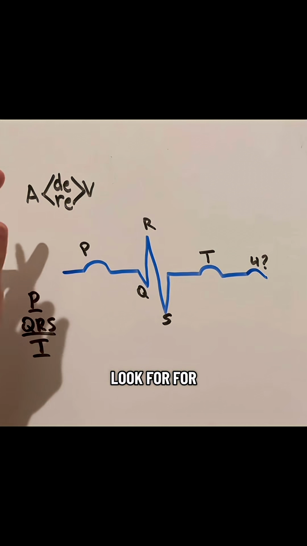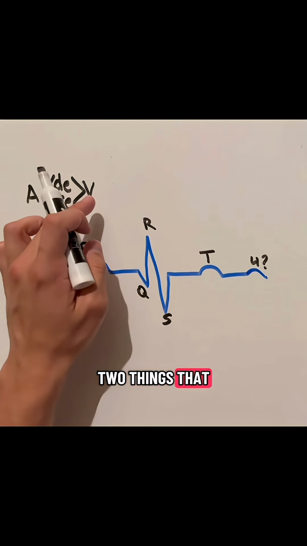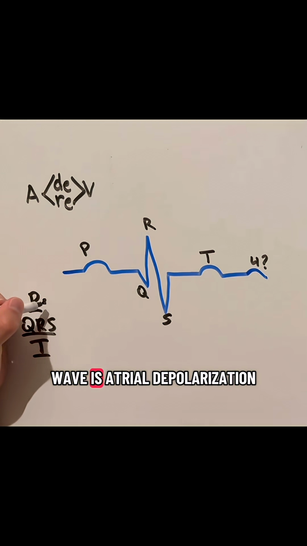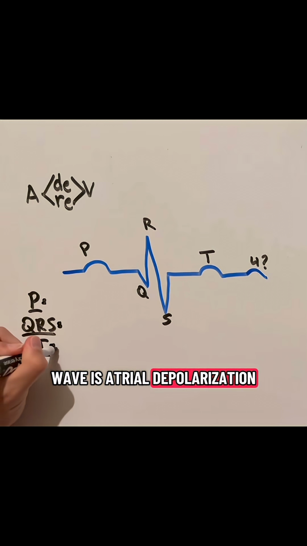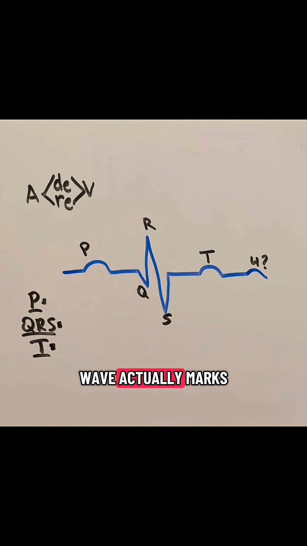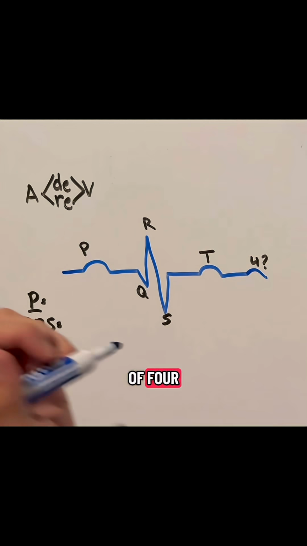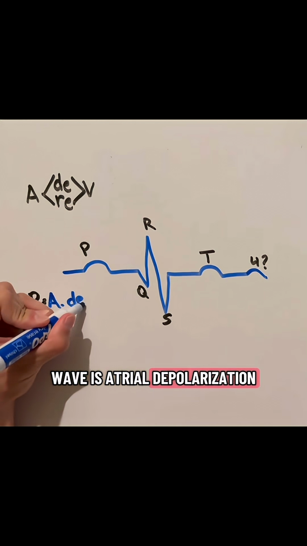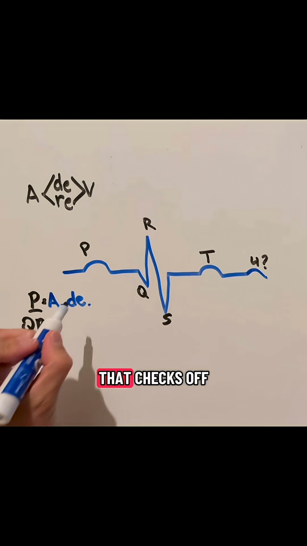So the 2 things that we look for in the atria are the same 2 things that we look for in the ventricles. Now, the P wave is atrial depolarization. So the P wave marks off one of those things. Since we're looking for 2 things with the atria and 2 things with the ventricles, we are looking for a total of 4. But the P wave is atrial depolarization. That checks off 1.